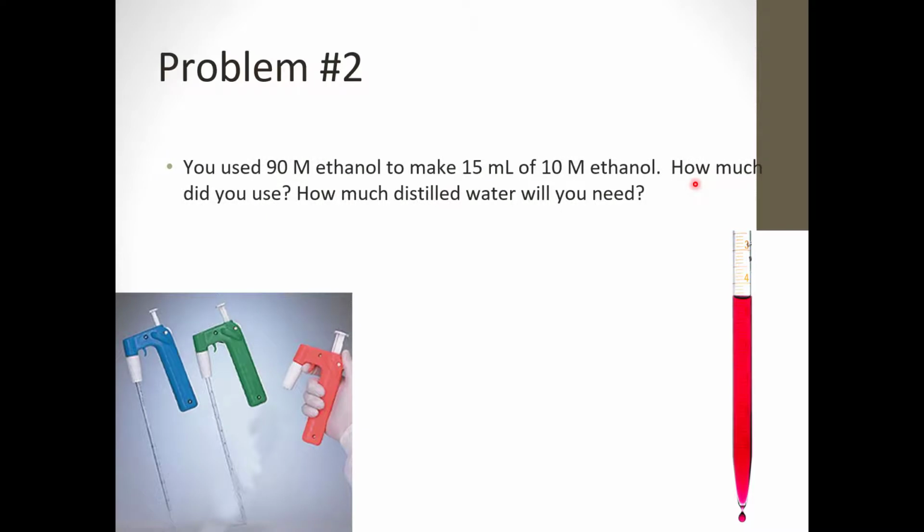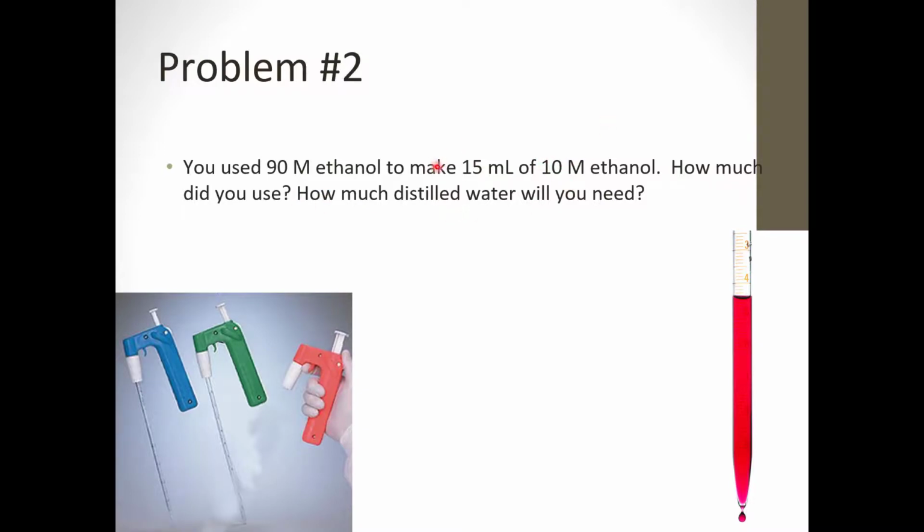Here's a slightly more complex one, but a very important one. You'll have questions like this on most of your lab quizzes. You use 90 molar ethanol to make 15 milliliters of 10 molar ethanol. How much did you use, and how much distilled water will you need? Once again, assign your variables. You used 90 molar ethanol. Molar is a concentration, so this is C1. To make 15 mils, you made it. That's a volume, so that's V2, and this is V1. How much did you use?